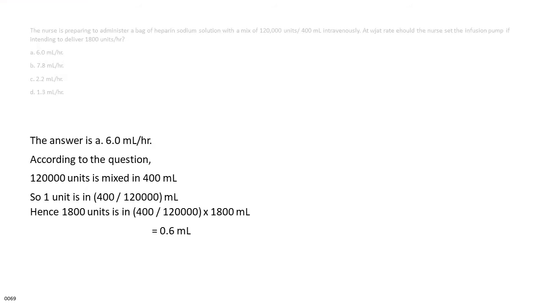The answer is A. 6.0 milliliters per hour. According to the question, 120,000 units is mixed in 400 milliliters. So 1 unit is in 400 over 120,000 milliliters. Hence 1800 units is in 400 over 120,000, multiplied by 1800 milliliters, which equals 6.0 milliliters.